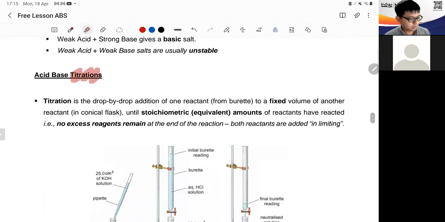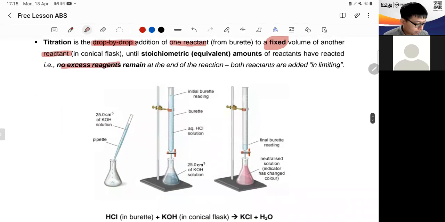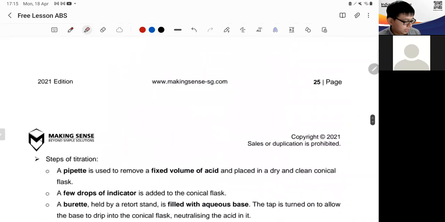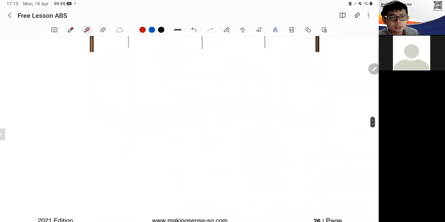Titrations, right? Okay. By right, if you have the time, it should be the drop by drop addition of one reactant to a fixed volume of another reactant. Okay, stoichiometric in this case means that the mole ratio, the amount of acid and bases, should be enough to cancel each other out to form only salt and water. No excess reagents remain at the end. Okay, so that's that.